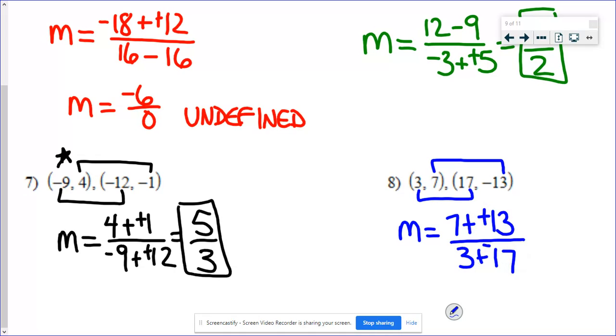So I'm going to do a keep change on both, and I'm going to get 20 on the top, and on the bottom, 3 plus a negative 17 is going to be a negative 14. So the negative in the denominator doesn't really matter. It's still going to be a negative answer. And I can simplify this. I could divide them both by 2 and get 10 over 7.